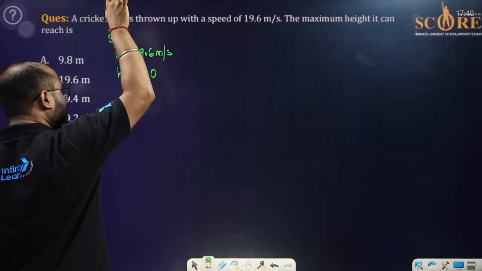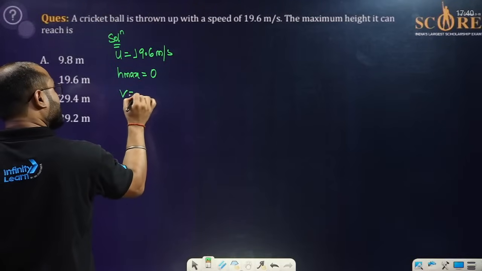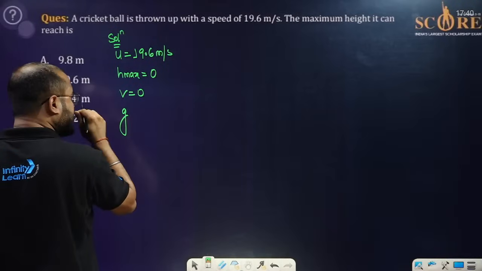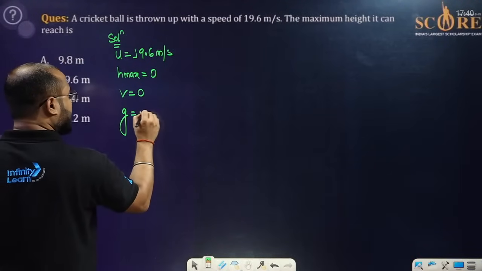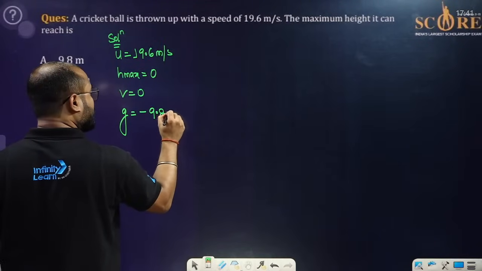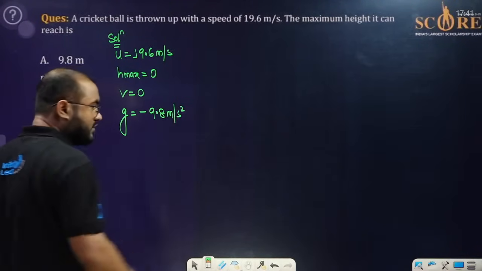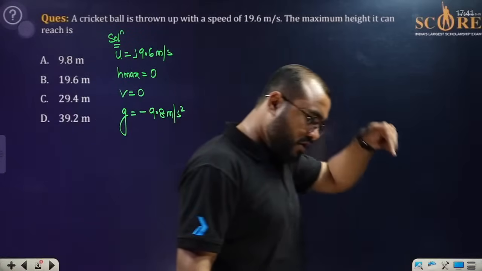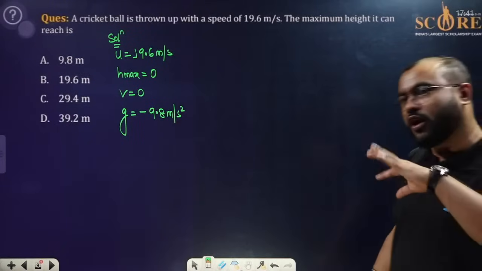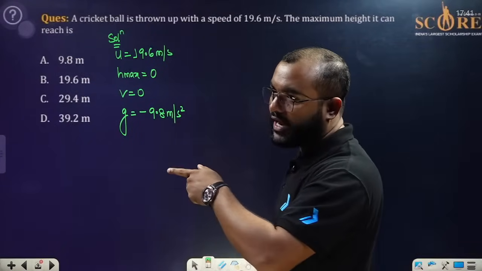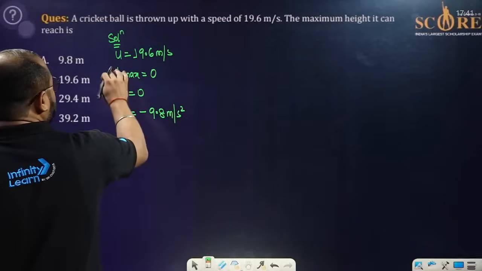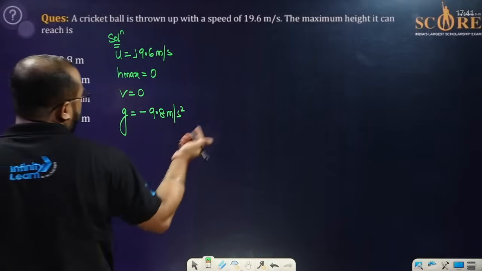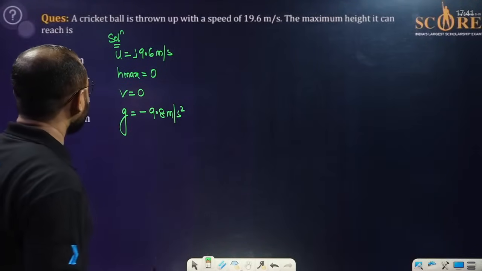We know that on reaching h max, the final velocity will be equal to 0. The value of g will be taken as negative 9.8 meter per second square. Why is it negative? Because our body is going up, and the acceleration due to gravity direction is downward. It is opposite to the direction of the body, so that is why it is negative. So we have u, v, g, and we have to find out the h.